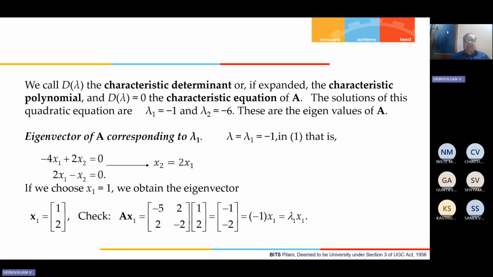Well, there is a checking: A x1, you have -1, -2 when you multiply actually, and -1 can be taken out. -1 x1 equal to lambda x1, lambda equal to -1. Well, this checking is not necessary. In practical problems in the examination, this checking is not necessary.